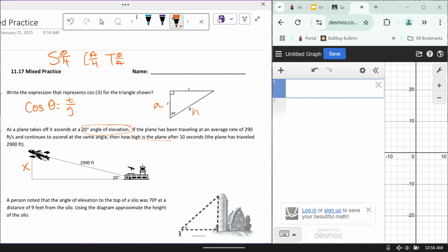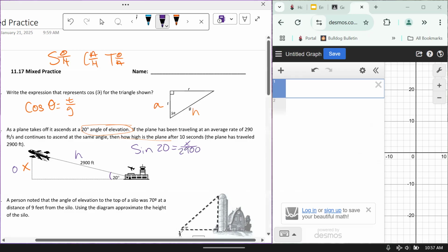Okay, so now we are going to label. We have the opposite of our reference angle 20, and this is our hypotenuse. According to our SOHCAHTOA, opposite and hypotenuse is sine. So we're going to have sine of 20 equals opposite x over our hypotenuse, 2900. Multiply by 2900 because we are trying to get x alone. Times 2900 cancels out. What you do to one side, you have to do to the other side. So we get 2900 times sine of 20 equals x.